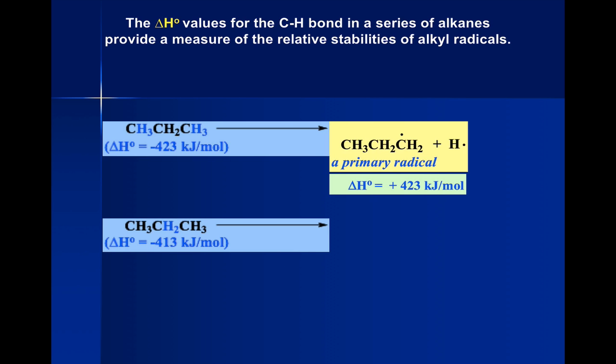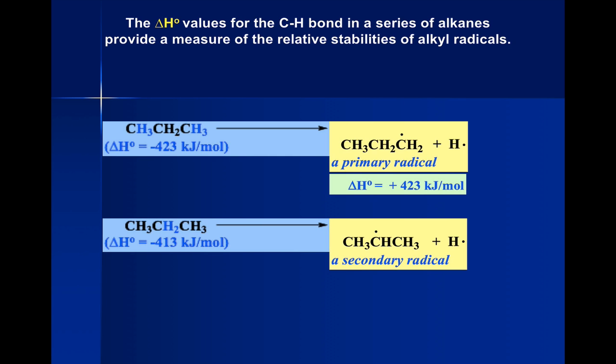If we look at the secondary hydrogens of propane, we see that it takes actually less energy to break that CH bond. It only takes 413 kilojoules per mole. Okay, and this has to do with radical stability.